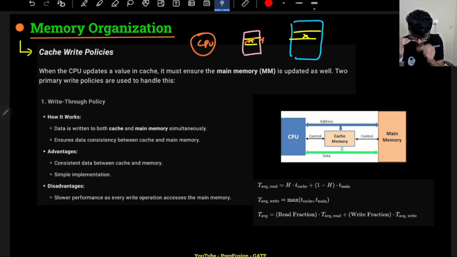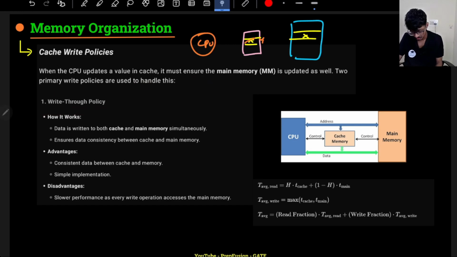So actually when I update any value in the cache memory, I have to go into the same location in the main memory and update the value. So that is what is written over here. When the CPU updates a value in the cache, it must ensure the main memory is also updated. Two primary write policies are used to handle this updation. One is the write through policy.